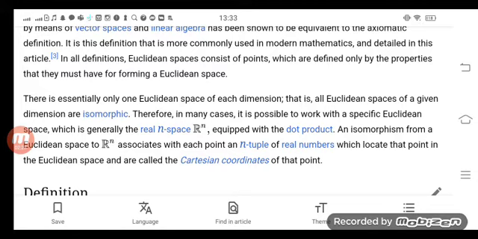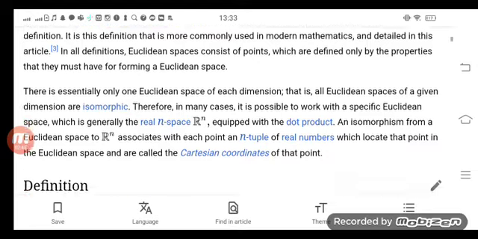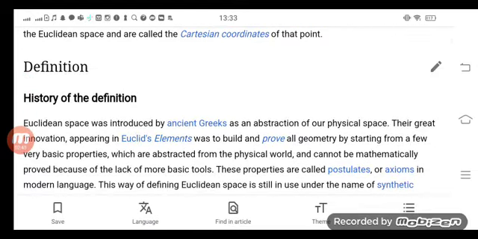Therefore, in many cases, it is possible to work with a specific Euclidean space, which is generally the real n-space, equipped with the dot product. An isomorphism from a Euclidean space to R^n associates with each point an n-tuple of real numbers which locate that point in the Euclidean space and are called the Cartesian coordinates of that point. Definition. This definition of Euclidean space was introduced by ancient Greeks as an abstraction of our physical space.